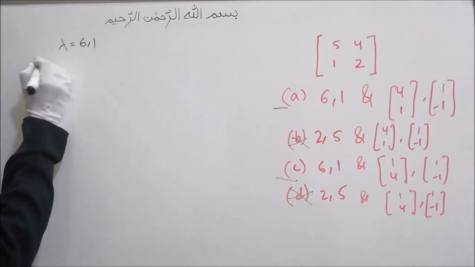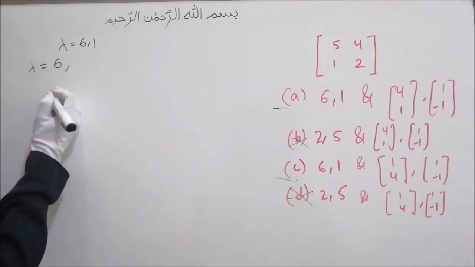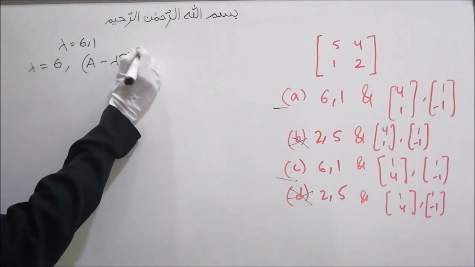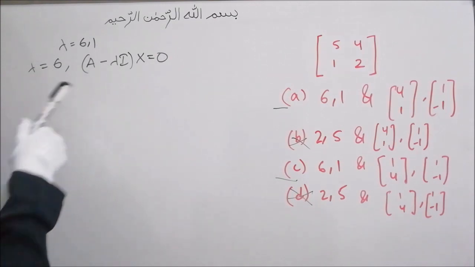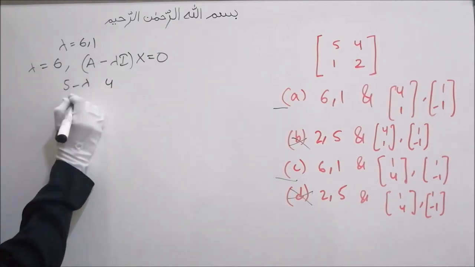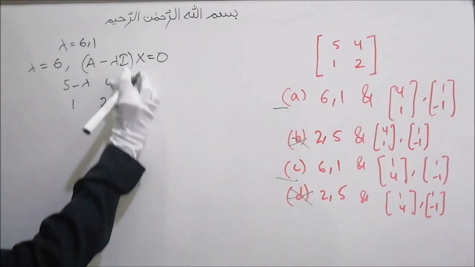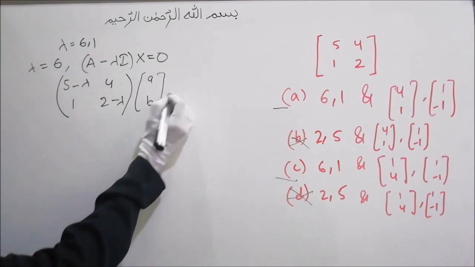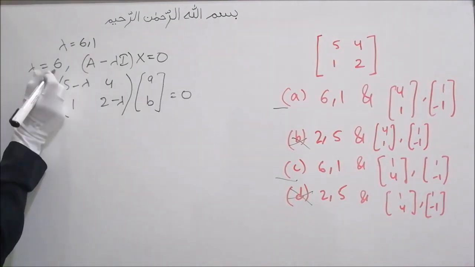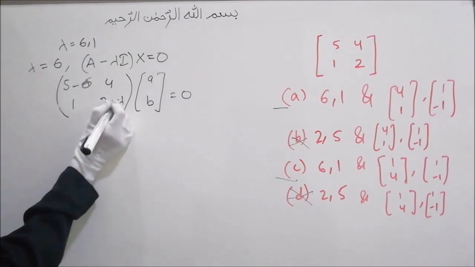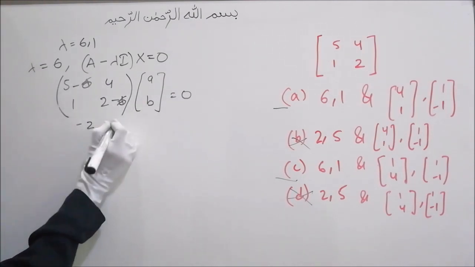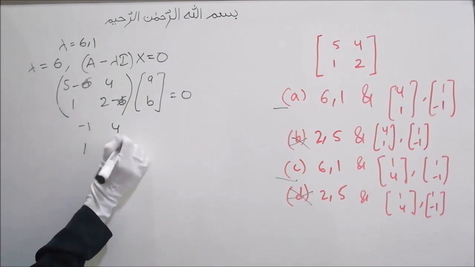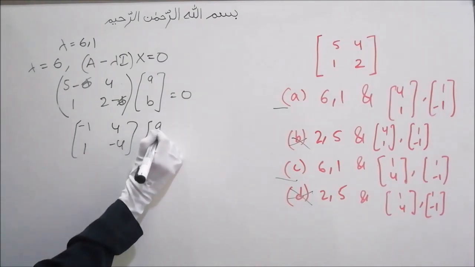So let's take lambda is equal to 6. I'll use the homogeneous equation (A minus lambda I) x is equal to 0. A minus lambda I will be [5 minus lambda, 4; 1, 2 minus lambda] times x, where I'll take x as (a, b), equal to 0. Now we have lambda equals 6, so this becomes 6 here and 6 here. 5 minus 6 is minus 1, and 2 minus 6 is minus 4, so we have [minus 1, 4; 1, minus 4] times (a, b).